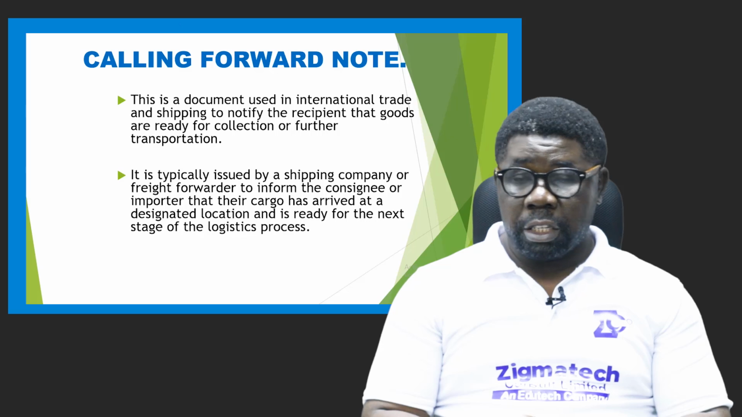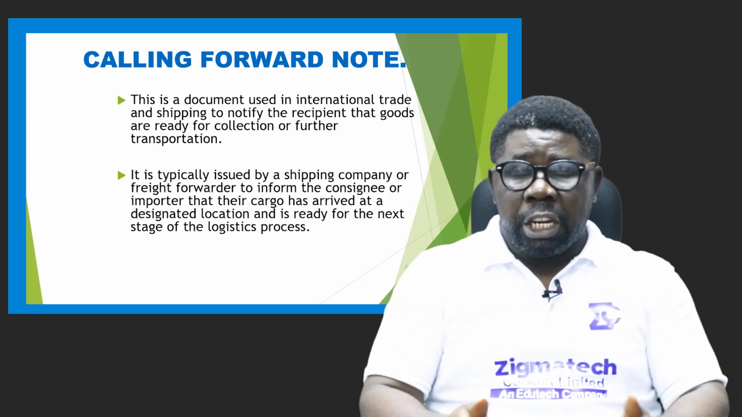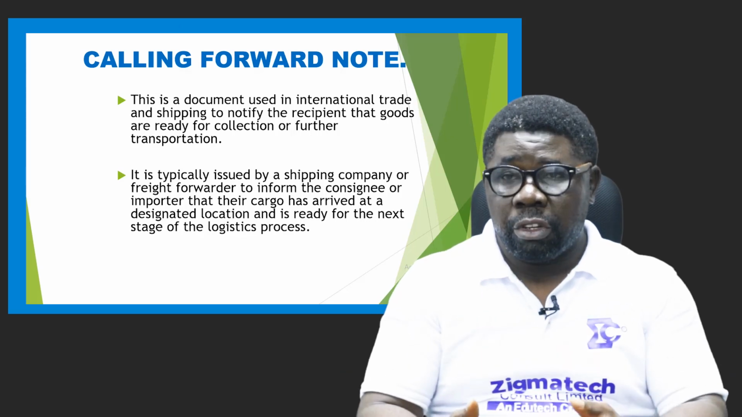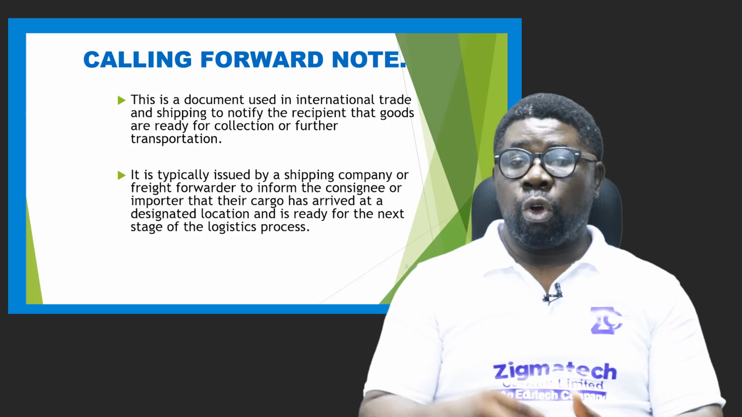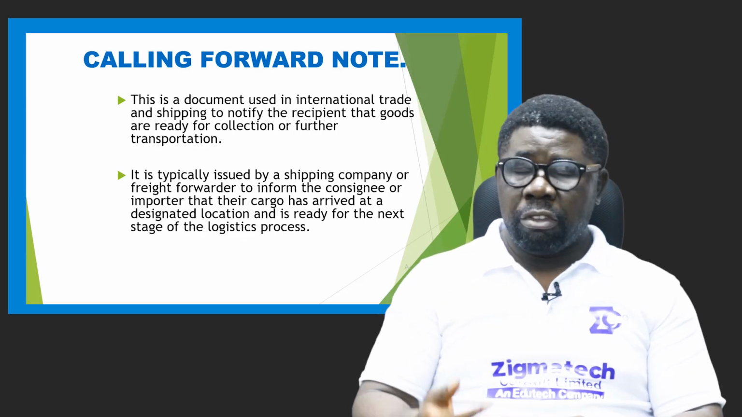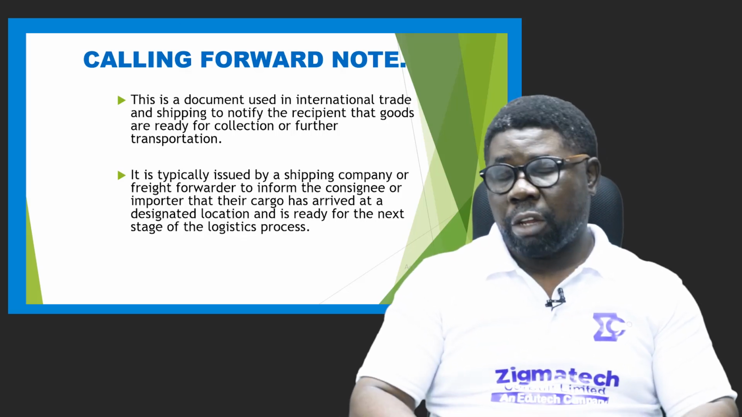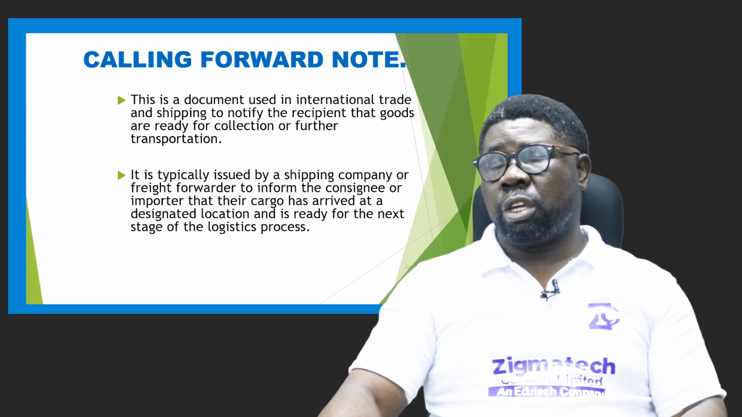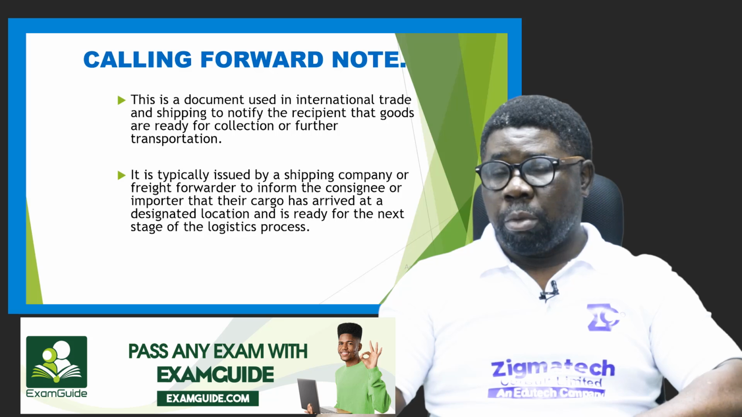Now, this is typically used by a shipping company or a freight forwarder to inform the consignee or the importer that their goods or cargo have arrived at the particular destination and is ready for the next stage of the logistic process. Yes, it tells the importer that, okay, this is where your goods are right now. You can come and pick them up, or we are ready to take it to the next point for you as requested by you. It is to call forward the importer to take actions or to make decisions based on the goods that are in their possession at the particular place. All right, so that's what it means. So the importer can decide, okay, I want to take it from here, or I want to take it to the next place, maybe the buyer's destination.